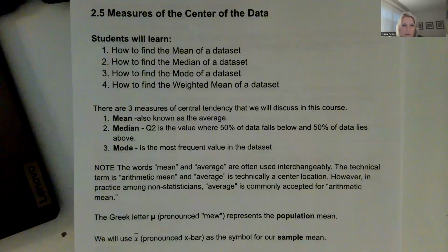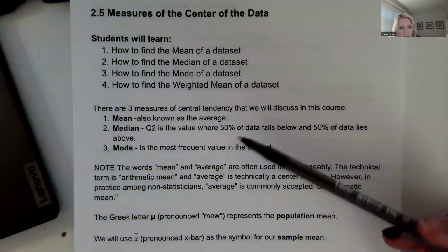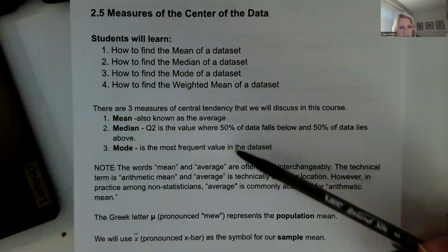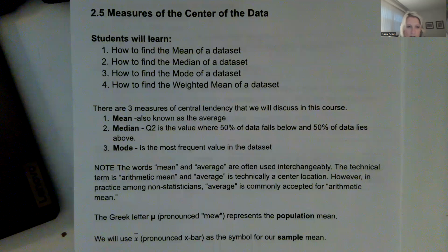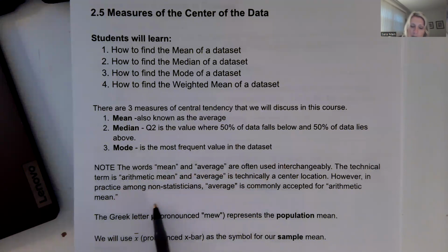There are three measures of central tendency that we will discuss in this course. The first is the mean, and we also call that the average. You'll notice the words mean and average are often used interchangeably. The technical term is arithmetic mean, and average is technically a center location. However, in practice among non-statisticians, average is commonly accepted for arithmetic mean. And so the mean is usually considered the center of the data, but it's not always a data point.